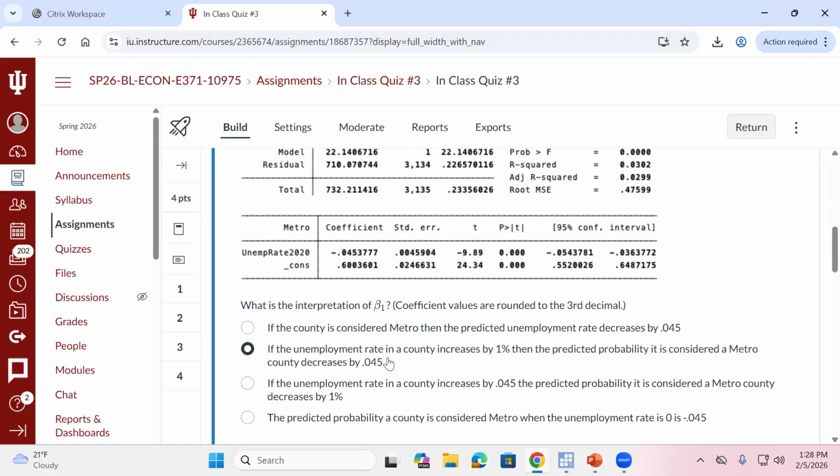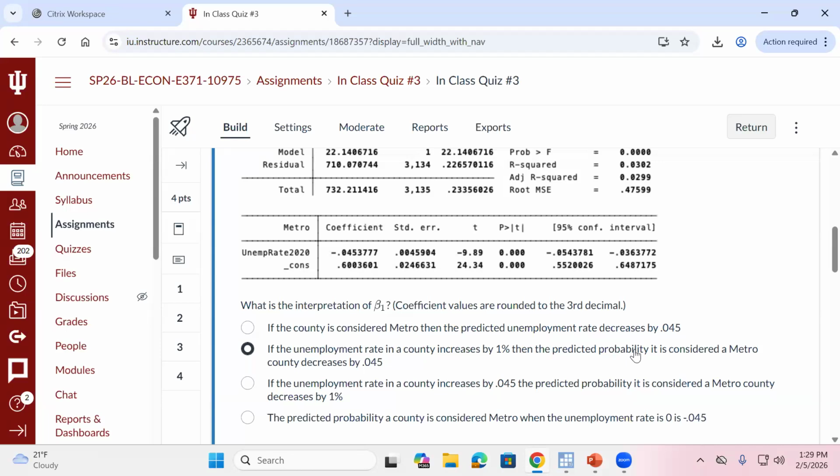So in general, we'll keep these in terms of probabilities. So if the unemployment rate goes up by 1%, the probability that it is a metro county would decrease by our coefficient value of 0.045. Okay. So when we have these Y variables that are dummy variables, the units are changes in the probability.